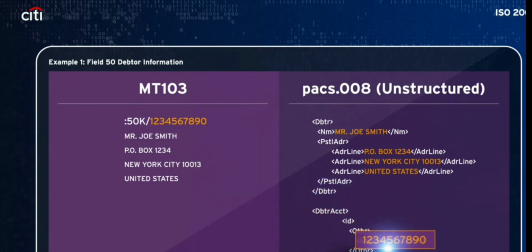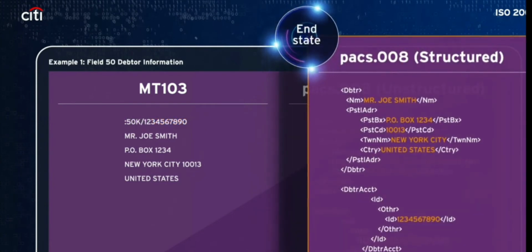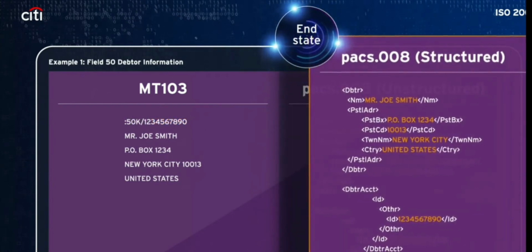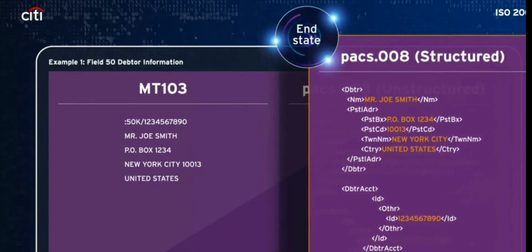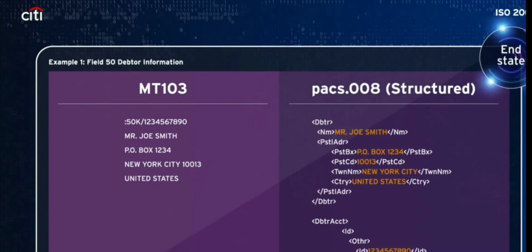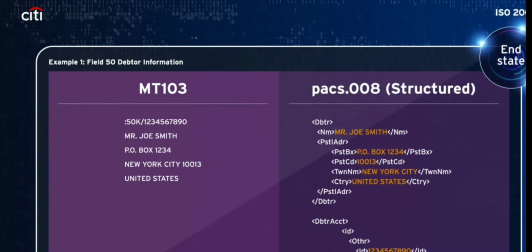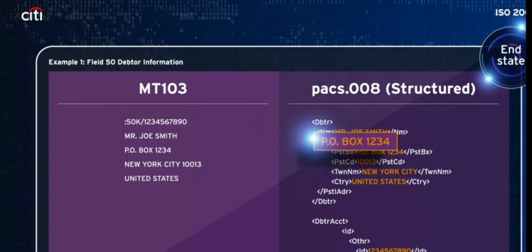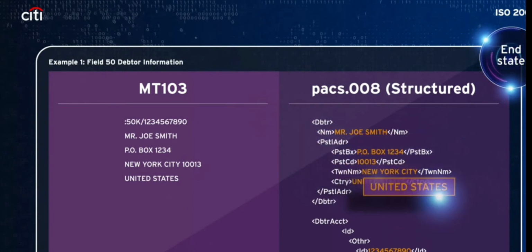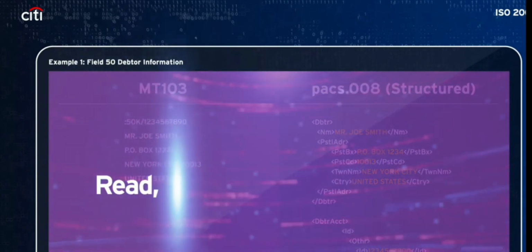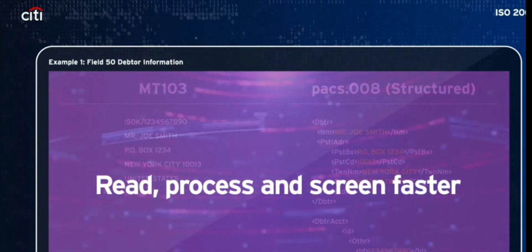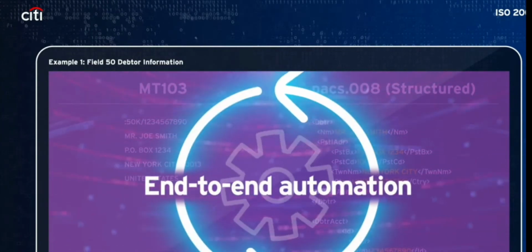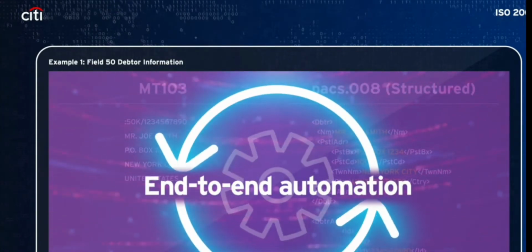the PAX 008 format. Eventually, to take full advantage of the ISO 20022 capabilities, the industry will move away from unstructured debtor information in PAX 008. The structured PAX 008 will have dedicated elements for each piece of information, including but not limited to postbox, postcode, town name, and country. Systems will have the ability to read, process, and screen the structured debtor information much faster, supporting end-to-end automation across the transaction lifecycle.